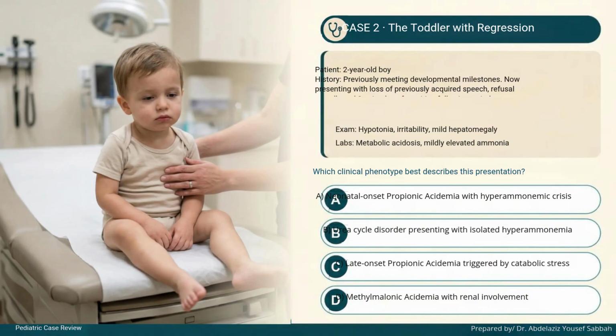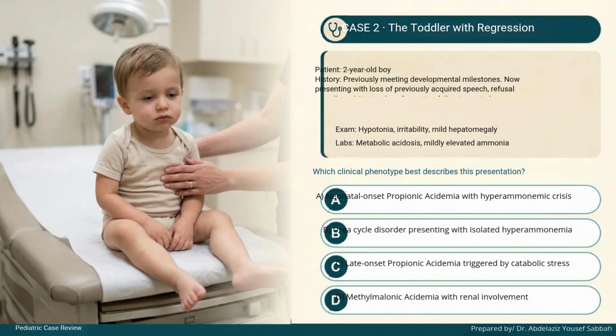Case 2. A 2-year-old boy was previously meeting developmental milestones. He now presents with loss of previously acquired speech, refusal to walk, and 3 episodes of vomiting following a viral upper respiratory illness 5 days ago. On examination, he has hypotonia, irritability, and mild hepatomegaly. Labs show metabolic acidosis and mildly elevated ammonia. Which clinical phenotype best describes this presentation?